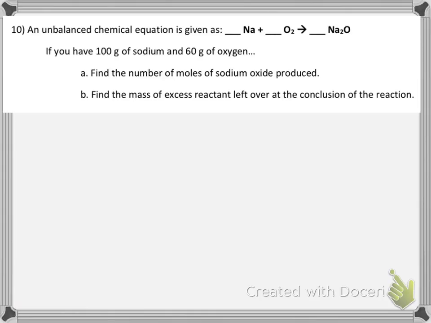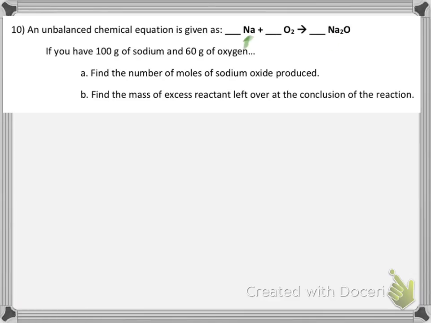So that's what we're looking at today with this number 10 on the limiting reactant practice. We've got to figure out what is running out first, and that's what's controlling the whole reaction. When we look at number 10, it says an unbalanced chemical equation is given. If you have 100 grams of sodium and 60 grams of oxygen, we've got to find the number of moles of sodium oxide produced. Well, first thing we've got to do is balance this equation.